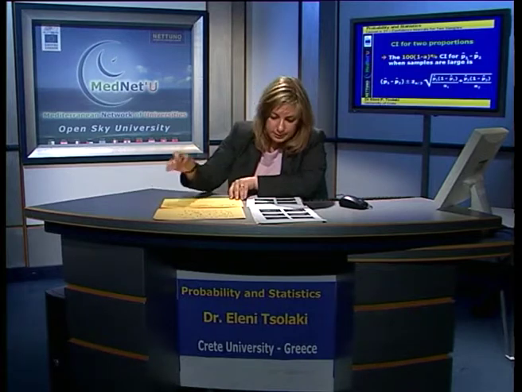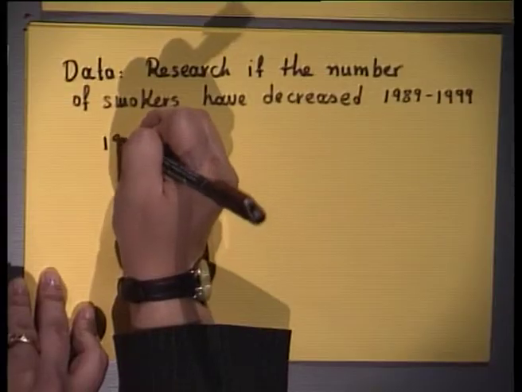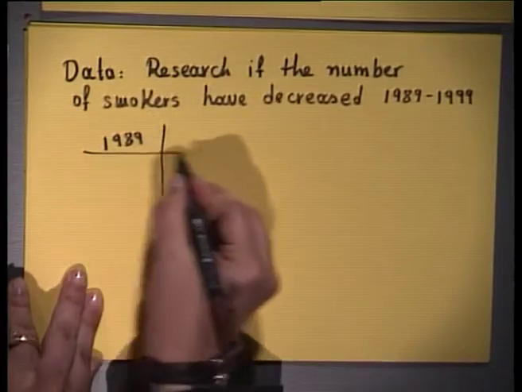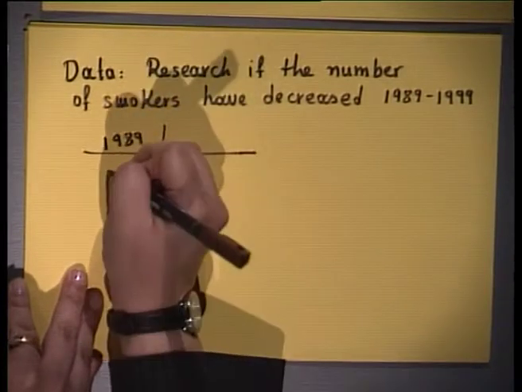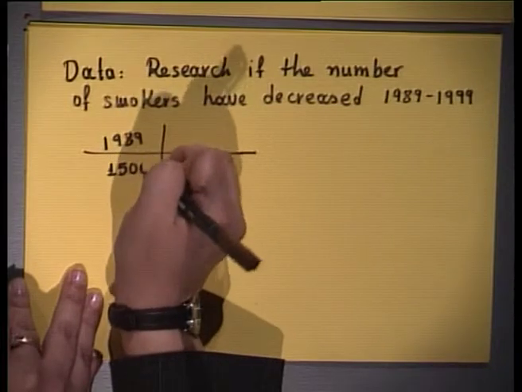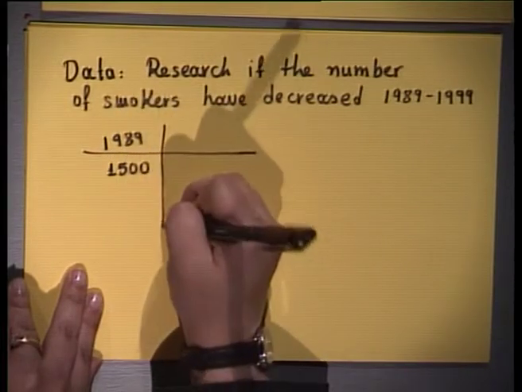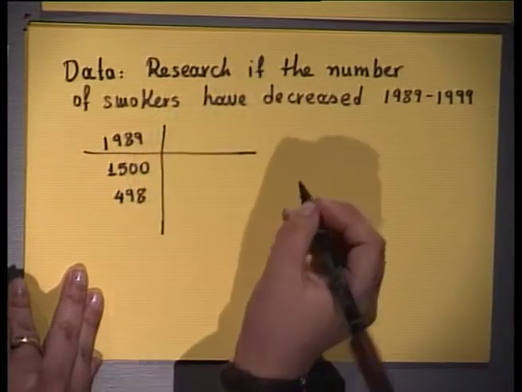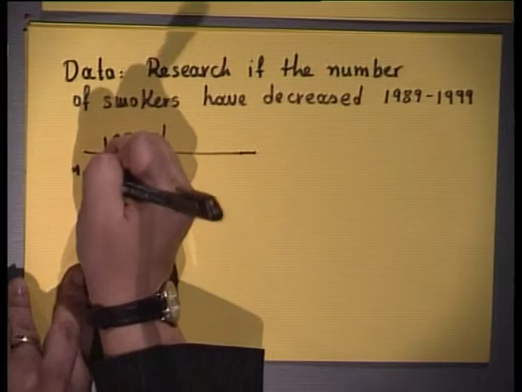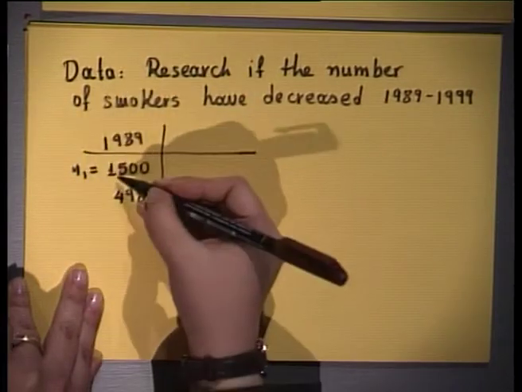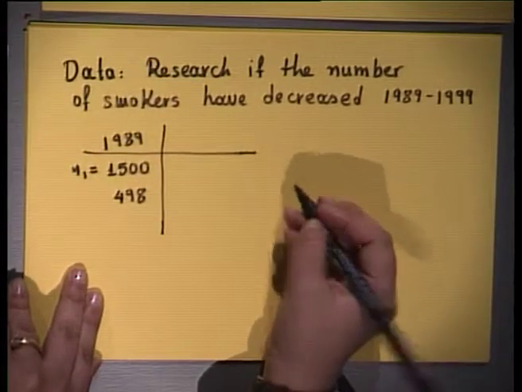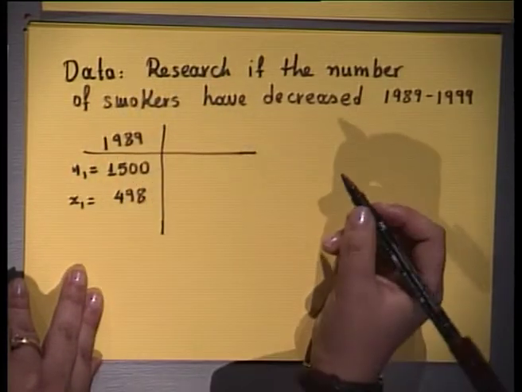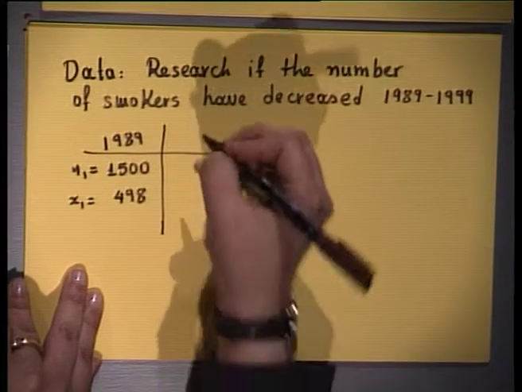We have that in 1989, 1,500 people were asked, from which 498 answered that they are smokers. So N1 will be 1,500 and X1 will be 498.